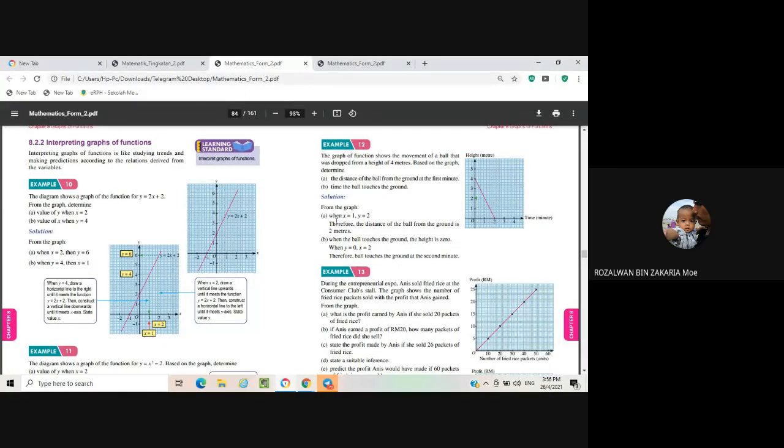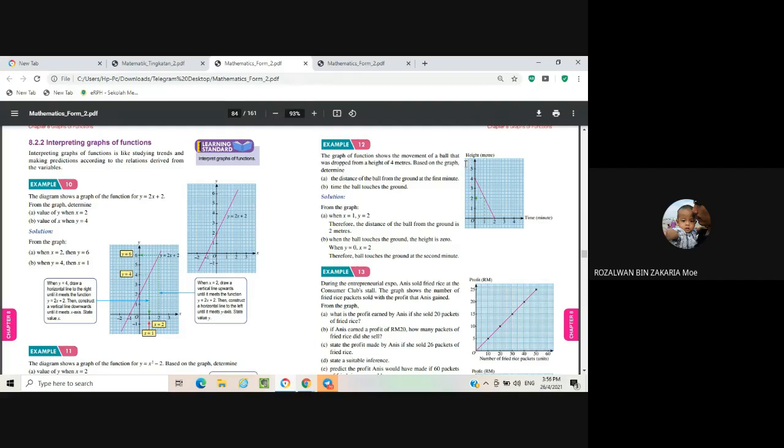When x equal to what? When x equal to 1, y equal to 2. Therefore, the distance of the ball from the ground is 2 meters. x equal to 1 means the first 1 minute. y equal to 2 means 2 meters because y here equals height.